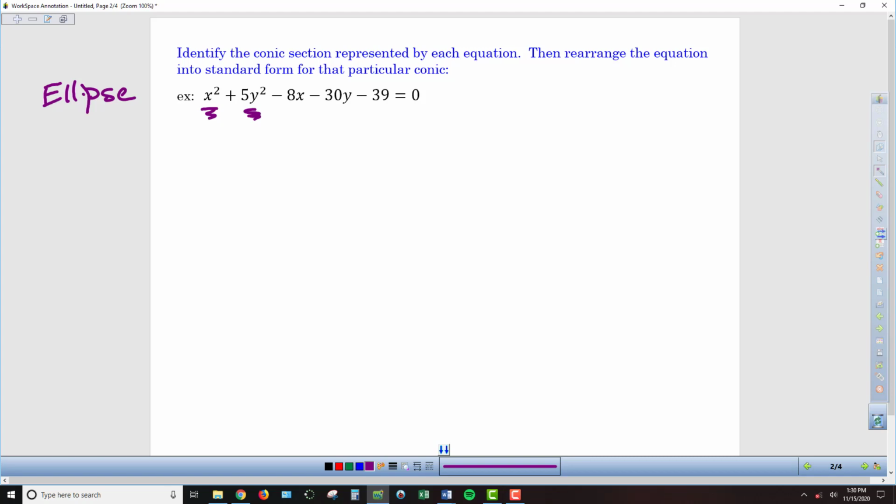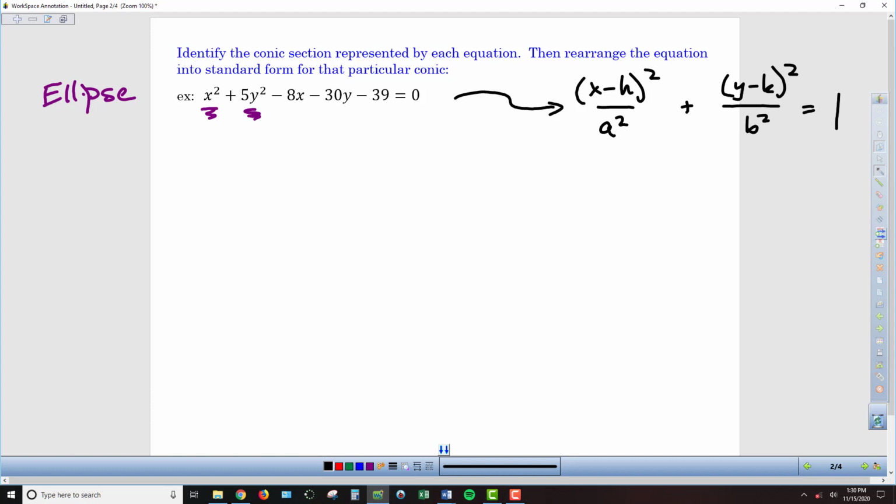Now in the case of an ellipse, it may be handy for us to go ahead and write that down here. It's x minus h squared over, and then it's either a squared or b squared, depending on which denominator turns out to be larger, but we'll just write it as a squared for now, plus y minus k squared over b squared, and then equals 1. So this is where we need to go. So how do we do that?